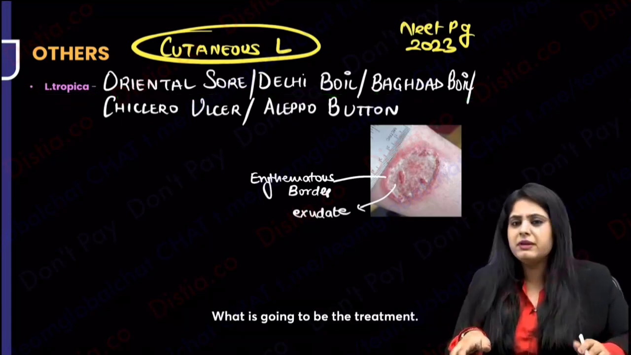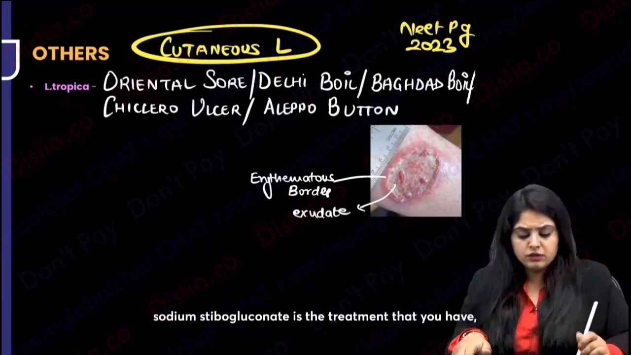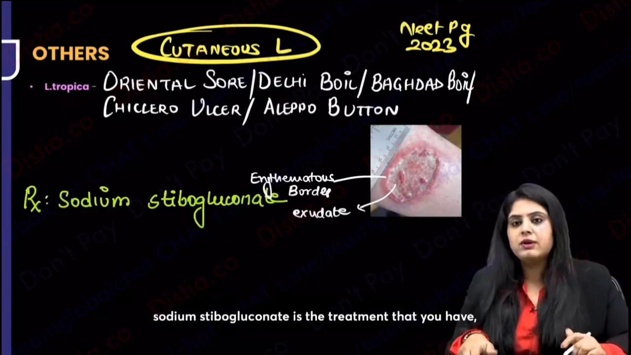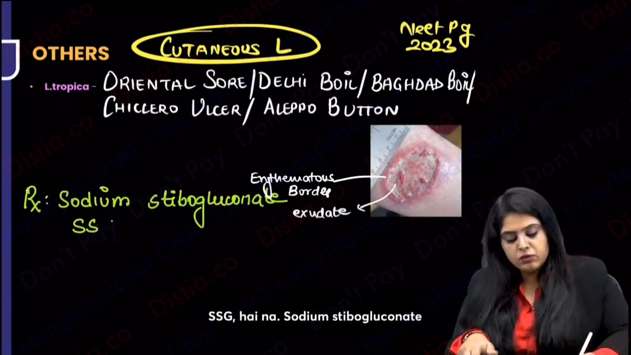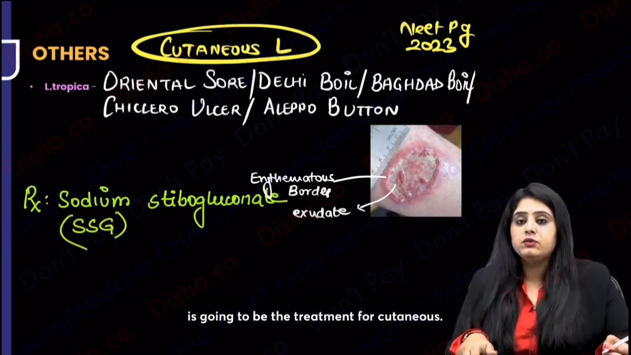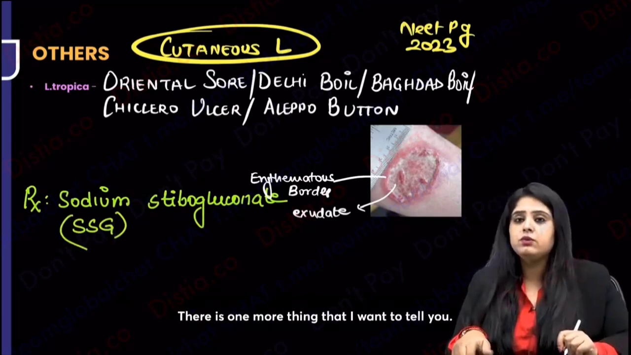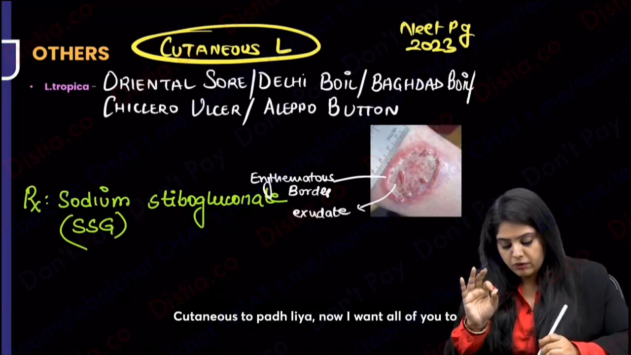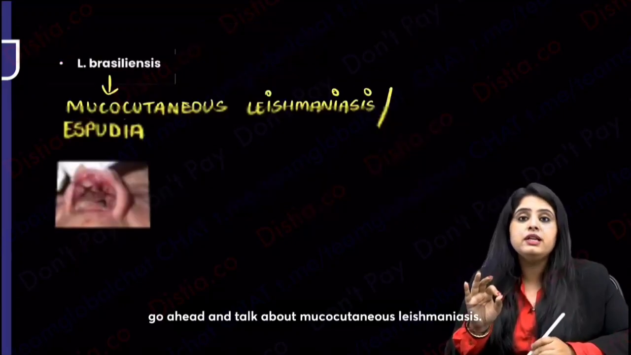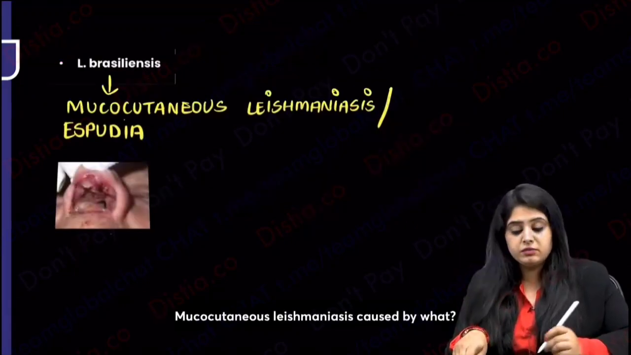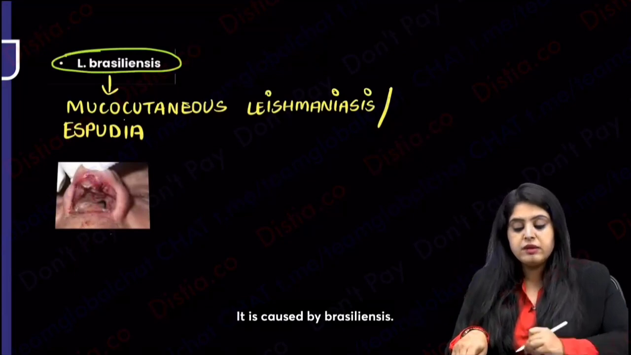What is gonna be the treatment? I think this you know from pharmacology. Sodium stibogluconate is the treatment that you have. SSG hai na. Sodium stibogluconate is gonna be the treatment for cutaneous. There's one more thing that I want to tell you. Cutaneous to pad liya. Now I want all of you to go ahead and talk about mucocutaneous leishmaniasis. Mucocutaneous leishmaniasis is caused by what? It is caused by Braziliensis.